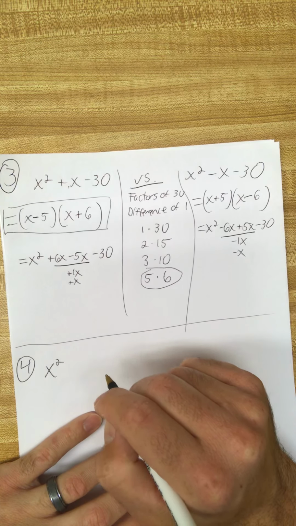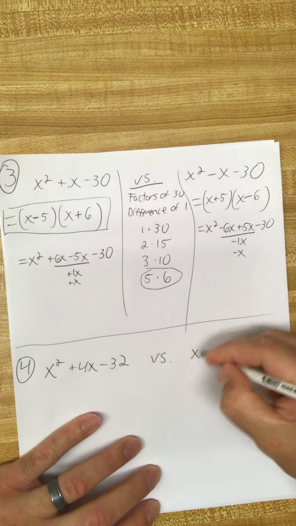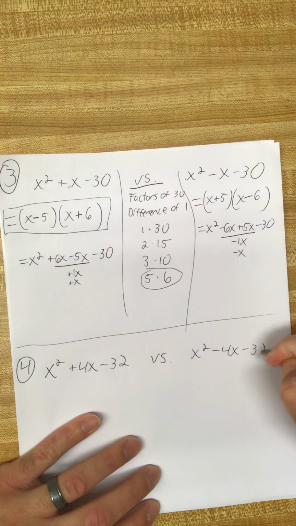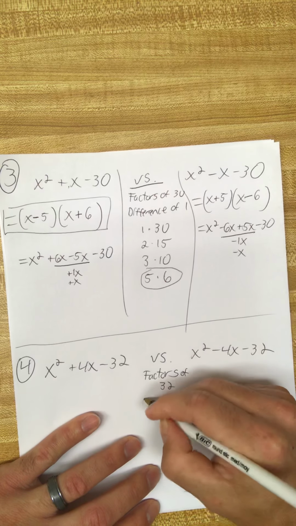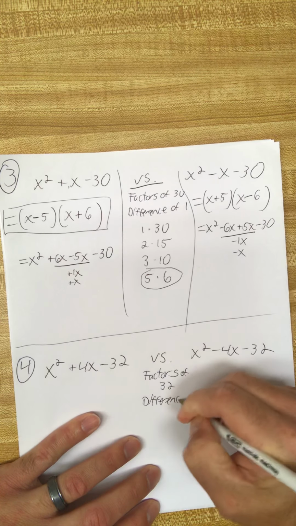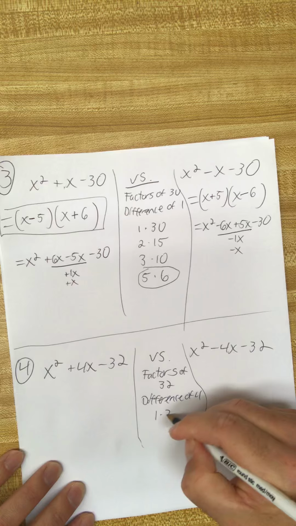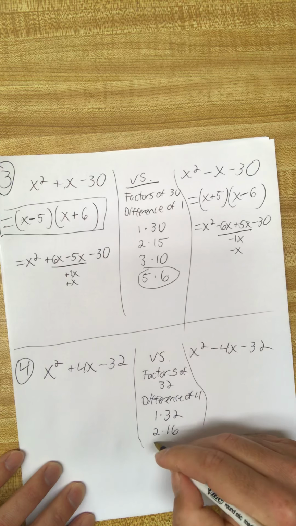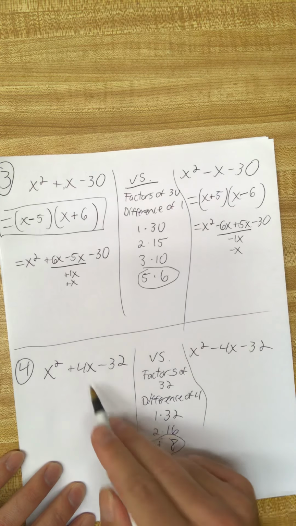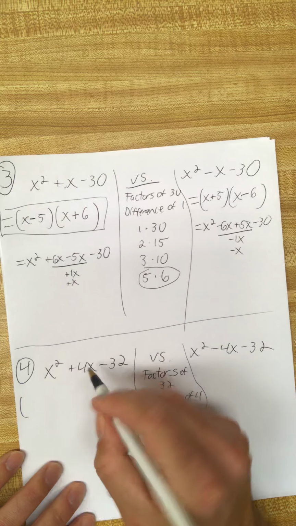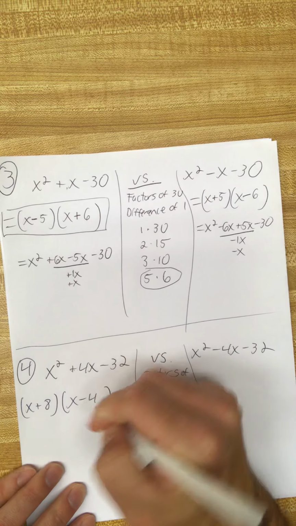So let's go with x squared plus 4x minus 32 versus x squared minus 4x minus 32. So again, factors of 32, difference of 4. Factors of 32: 1 times 32, 2 times 16, and 4 times 8. And that's it. So we have to go with 4 and 8. We're trying to get a 4 here. 4 and 8 have a difference of 4. This one, we're trying to make plus 4x, so this is going to be x plus 8 times x minus 4.